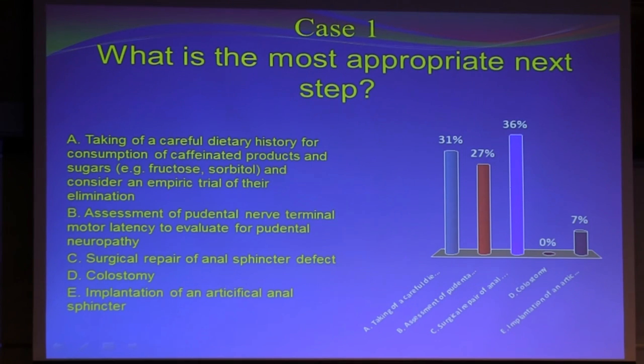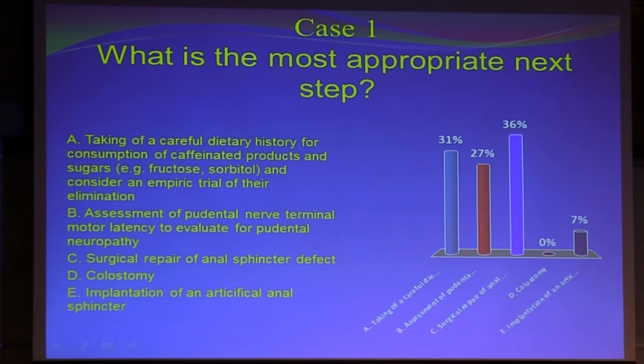All right, so I think most of you realize that colostomy is probably a very drastic procedure, and at 42, a mother of two probably should not lose her colon. Implantation of an artificial device, although some of you have chosen that, is still really experimental and does not have great results. The surgical repair, she's already had one. She's actually not a great candidate yet for this.